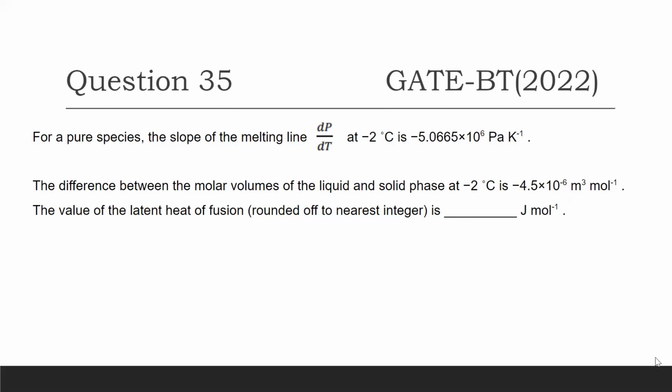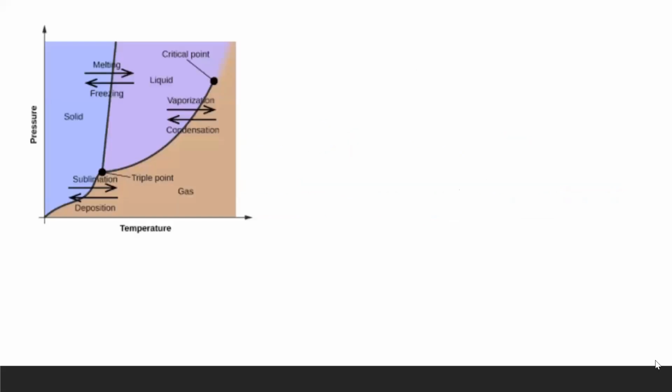So let's see how to solve this. As you can see in this graph, the line that I'm indicating right now is the melting line, which indicates the temperature and pressure at which the solid turns into liquid. We have given you the slope of this line.